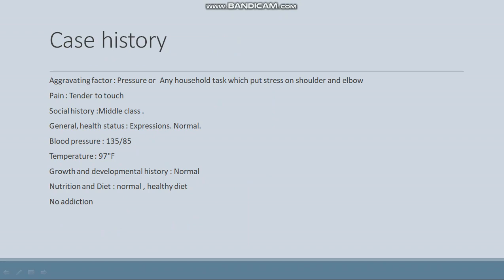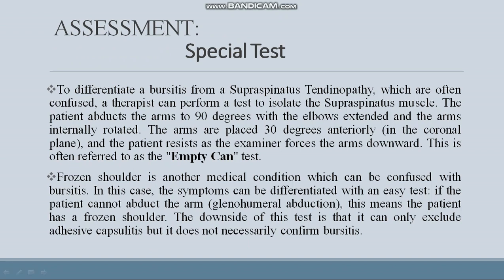Aggravating factors: pressure or any household task which puts stress on the shoulder and elbow, pain tender to touch. Social history: middle class. General health status: expressions normal, blood pressure 135 by 85 millimeters of mercury, temperature 97 degrees Fahrenheit. Growth and developmental history normal, nutrition and diet normal, healthy diet and no addiction.